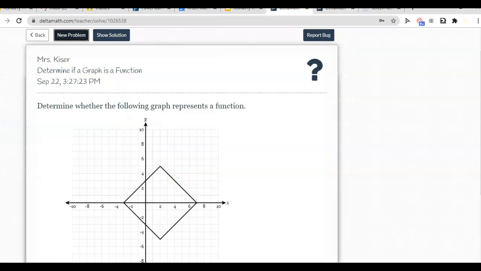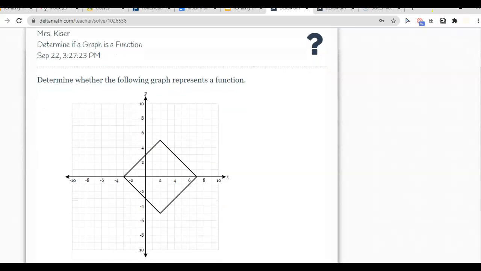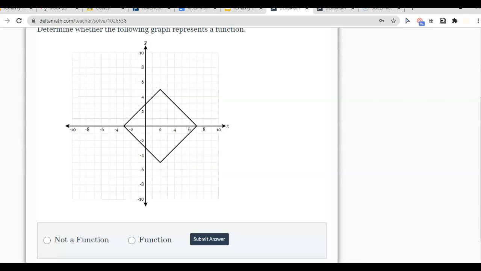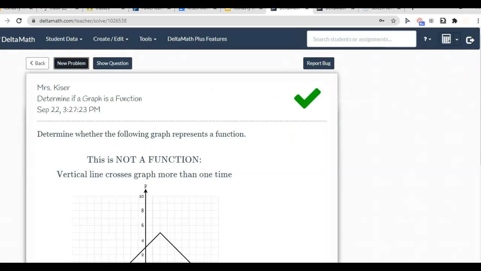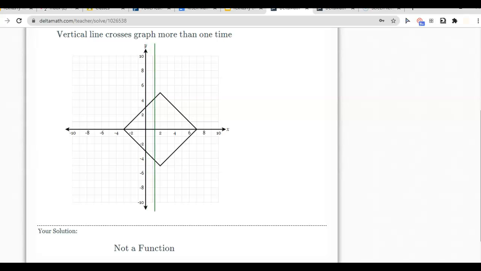Let's look now at some Delta Math practice. Here, I'm asked to determine whether this graph represents a function. Notice right here, the value of 1 is matched with 4, so there's a point 1, 4, but there's also a point 1, negative 4. And if I were to draw a vertical line through that area of the graph, it would hit or touch this graph more than once. So it does not pass the vertical line test. So I would say that is not a function. And we get this nice little graphic as you can visualize a vertical line test.